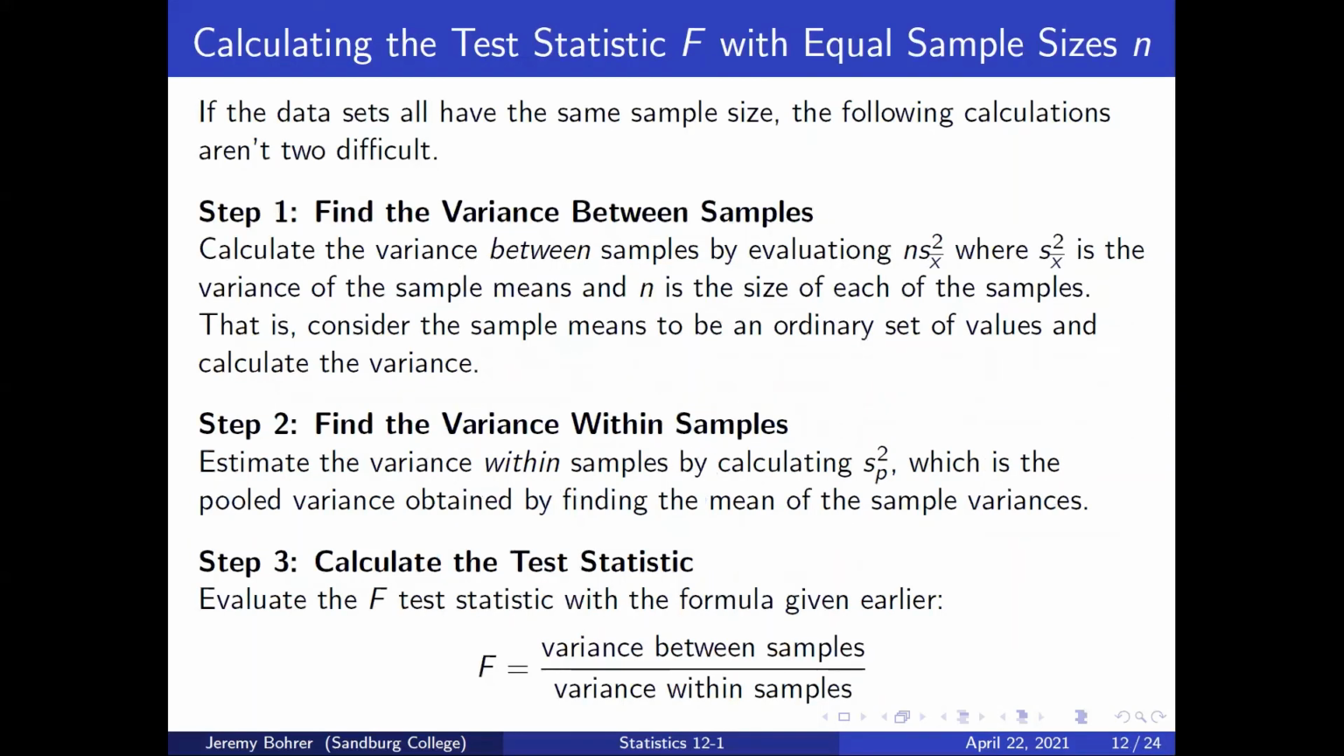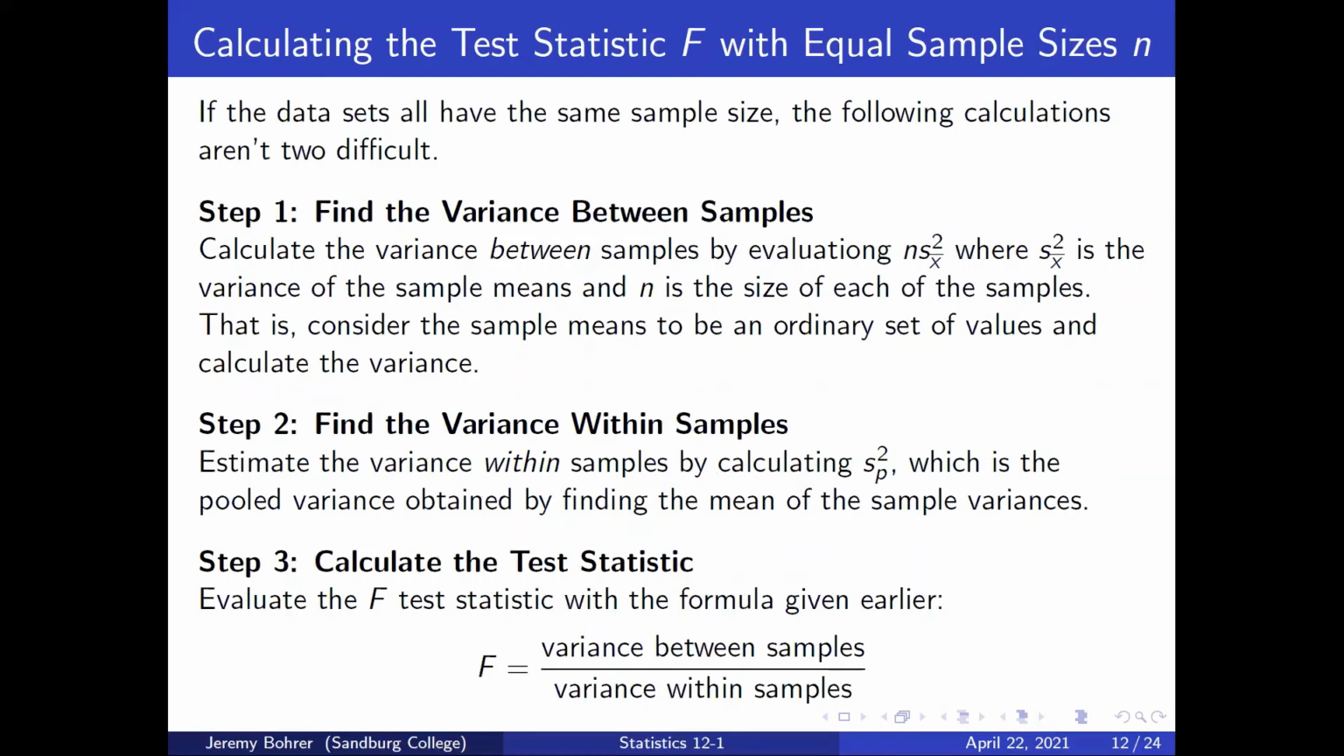Calculating the test statistic F with equal sample sizes n. If the data sets all have the same sample size, the following calculations aren't too difficult. Step 1, find the variance between samples. Calculate the variance between samples by evaluating n s sub x bar squared, where s sub x bar squared is the variance of the sample means and n is the size of each of the samples. That is, consider the sample means to be an ordinary set of values and calculate the variance.